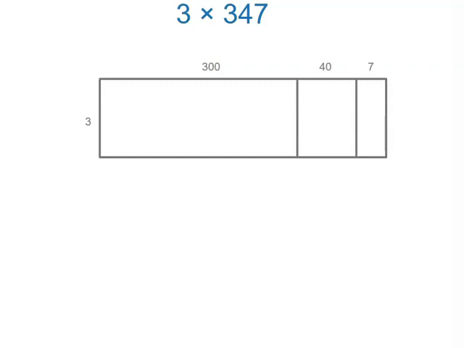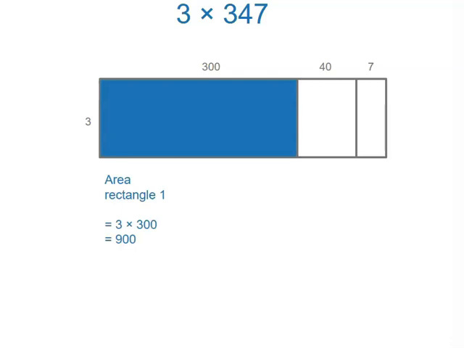Our second rectangle will be our tens, which is, there are 4 tens, so that's 40. And we're going to use the number in our units column, the 7, for the last rectangle. So we've broken our rectangle into 300 plus 40 plus 7. So let's work out the area of rectangle 1 now.